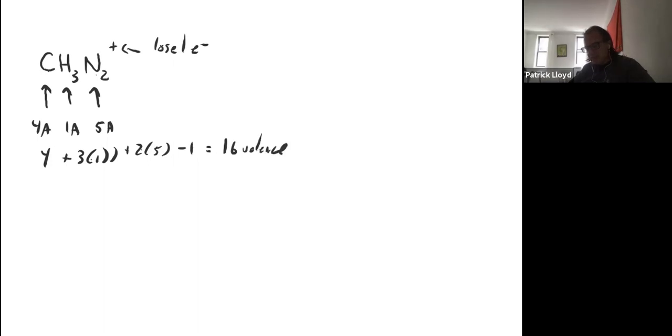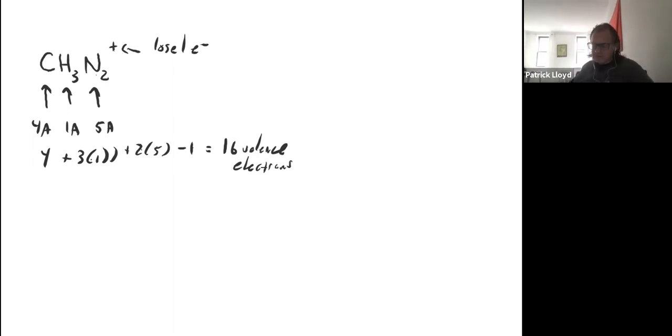Okay, that's an important point. If this had been negative, you would add an electron. If it's -2, you would add 2 electrons. But since it's positive, that means you lost an electron. It's oxidized, right? It's oxidation when you lose electrons. And so you're going to subtract 1 for the total number of valence electrons.